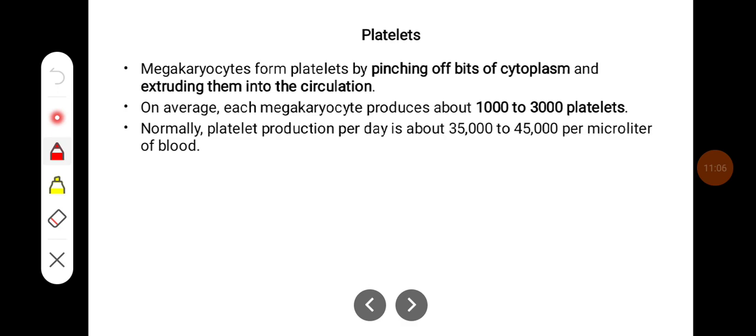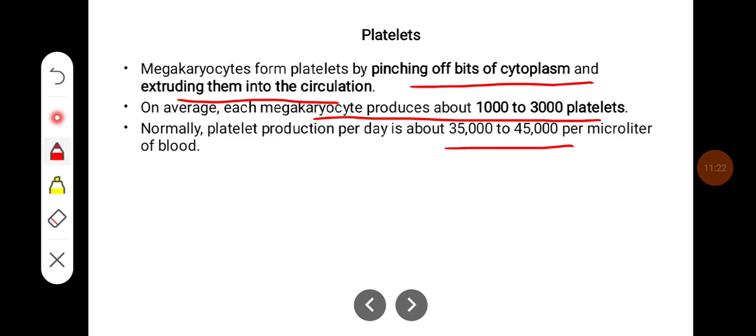Megakaryocytes form platelets by pinching off bits of cytoplasm and extruding them into circulation. On an average, each megakaryocyte produces around 1000 to 3000 platelets. Normally, the platelet count is about 350,000 to 450,000 per microliter of the blood.